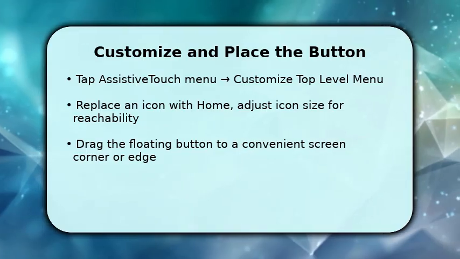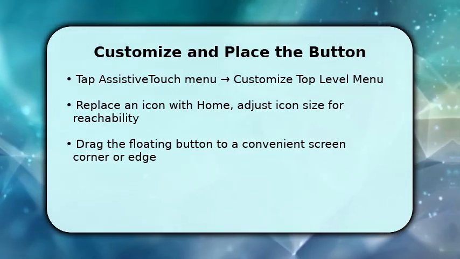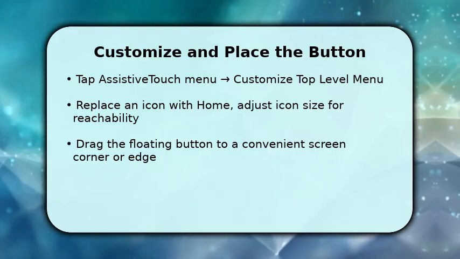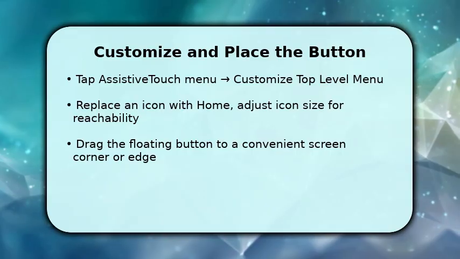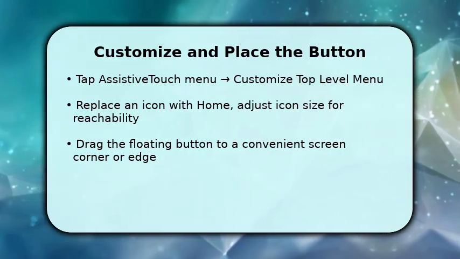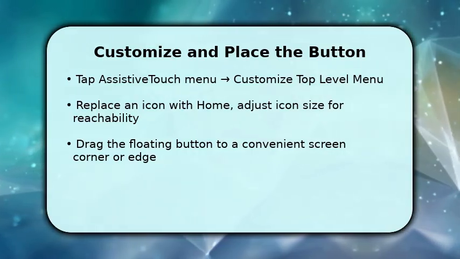Open the Assistive Touch menu, choose Customize Top-Level Menu, and replace a slot with Home. You can also add multiple home entries for different gestures. Adjust the idle opacity and icon size to sit unobtrusively, but remain tappable.